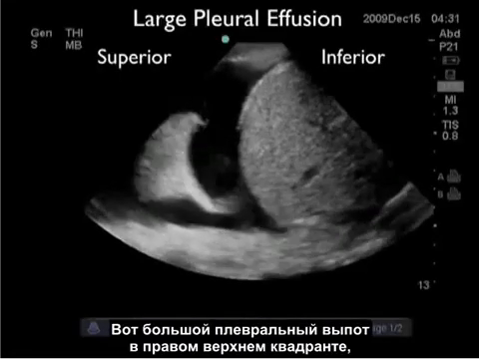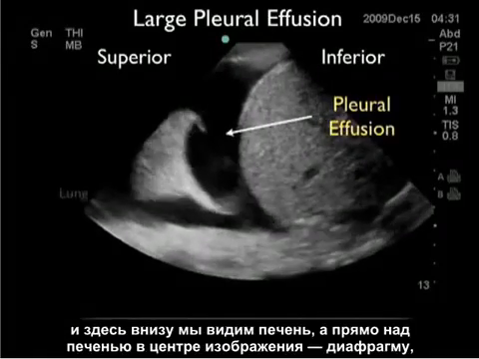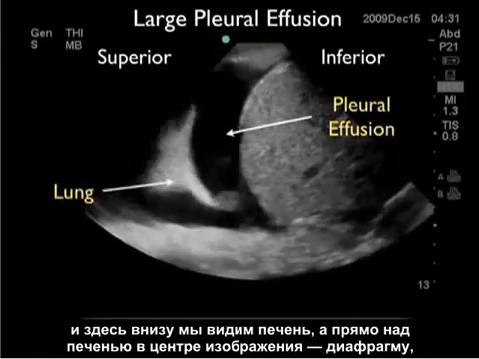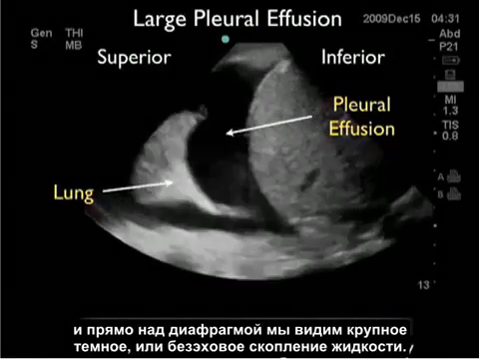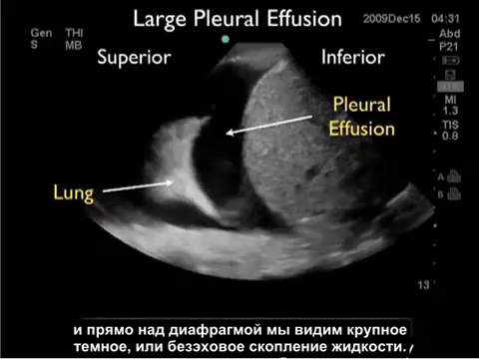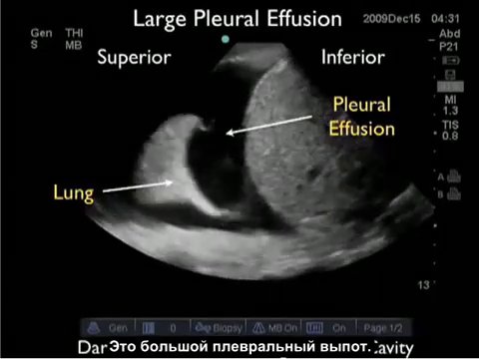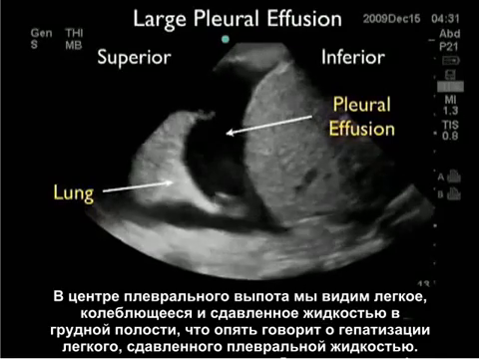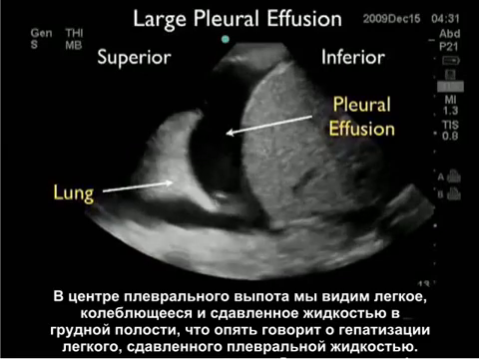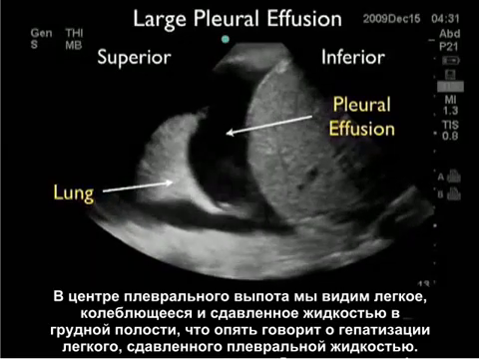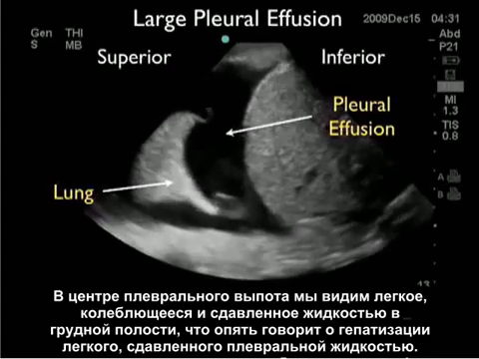Here's a large pleural effusion as taken from the right upper quadrant view, and what we see here is the liver inferiorly, the diaphragm right above the liver there in the middle of the image, and we see a large dark or anechoic fluid collection immediately superior to the diaphragm. This represents a large pleural effusion, and in the midst of the pleural effusion we can see the lung waving around and compressed down by all the fluid within the thoracic cavity, again demonstrating that hepatization of the lung as it's compressed down by the pleural fluid.